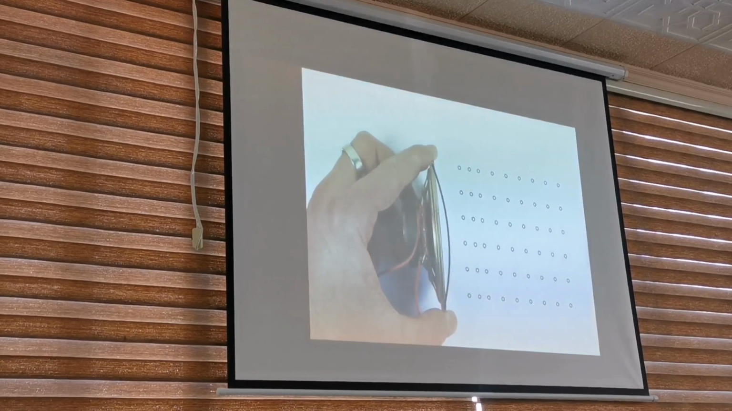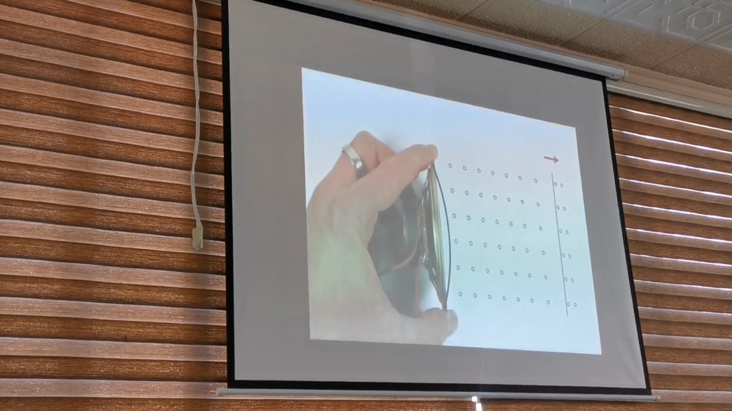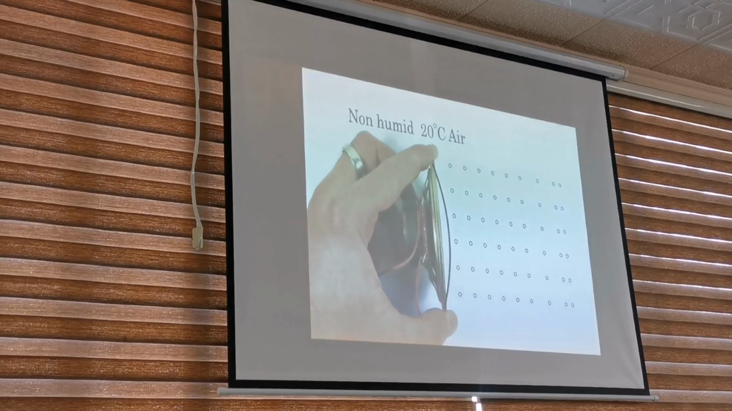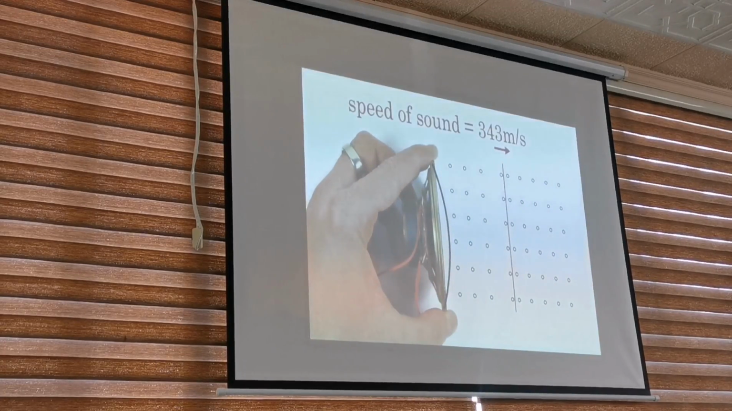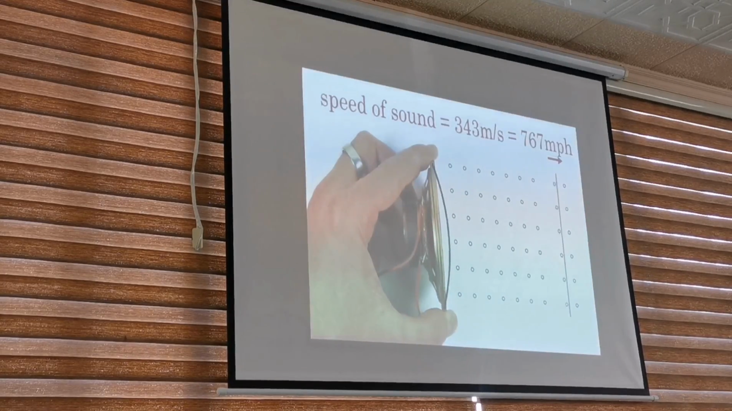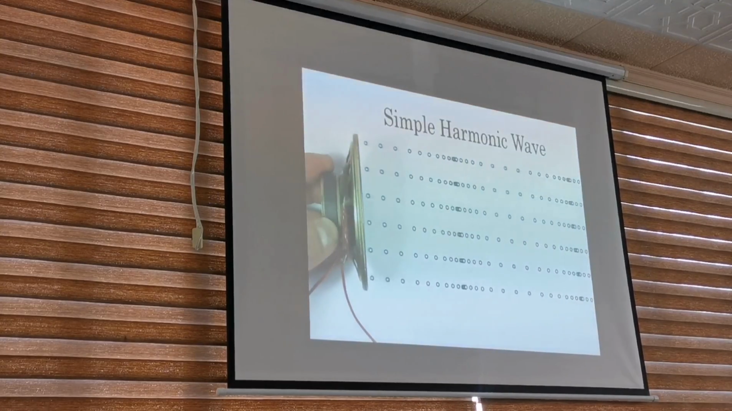We can find the speed of sound by looking at the speed of this compressed region as it travels through the medium. In non-humid air at 20 degrees Celsius, the speed of sound is about 343 meters per second, or 767 miles per hour. We can also watch the speed of sound of a repeating simple harmonic wave.